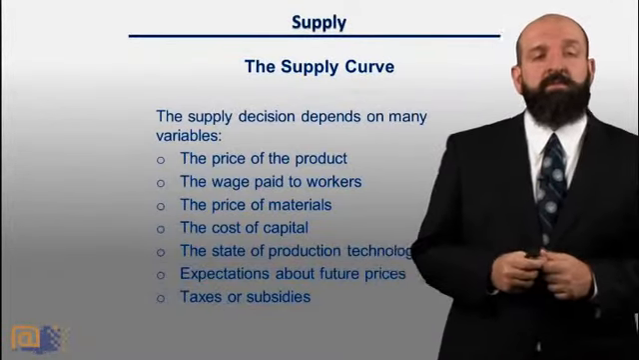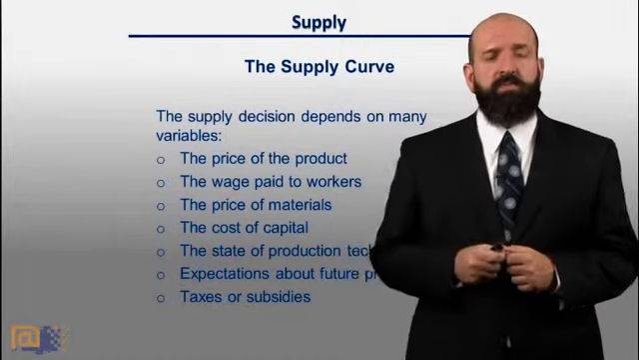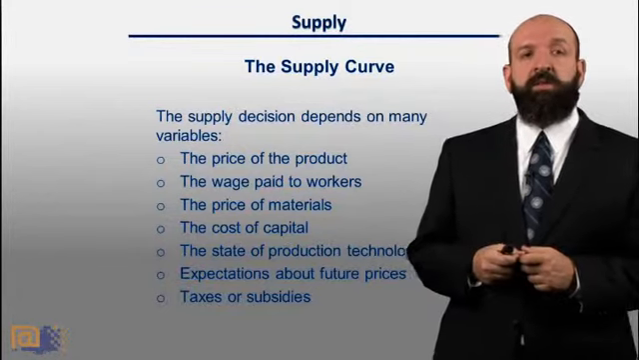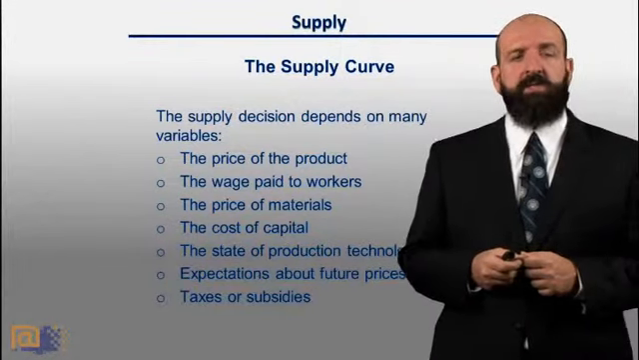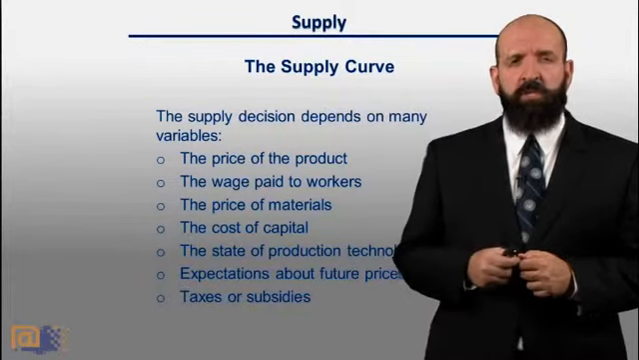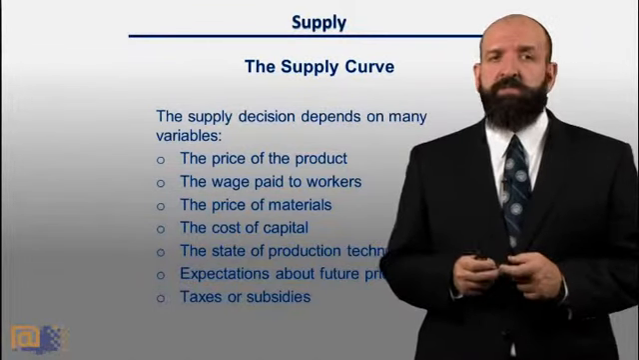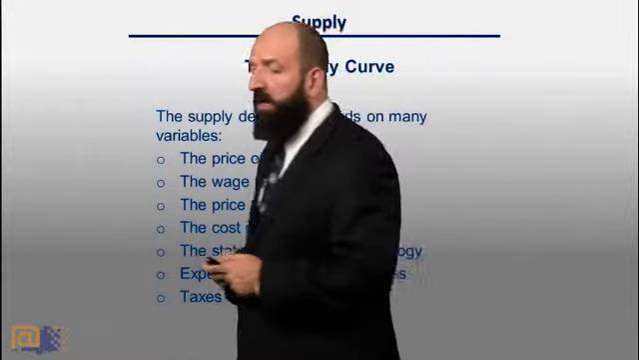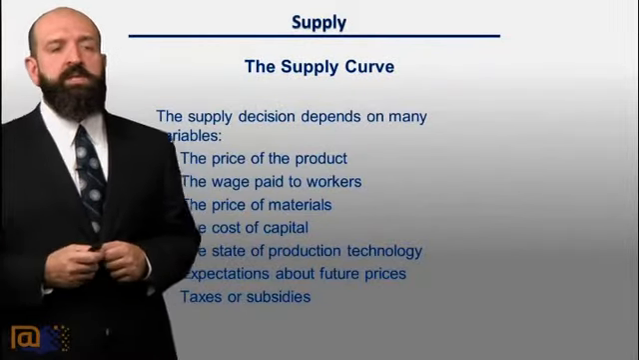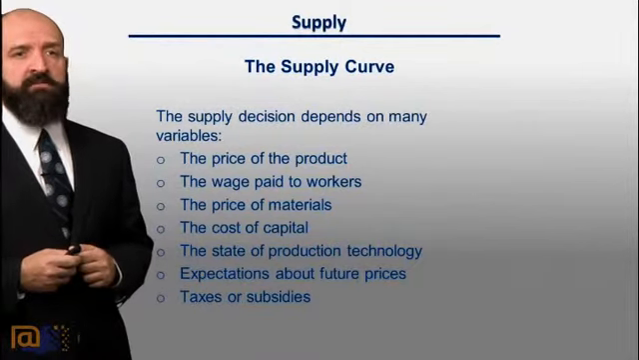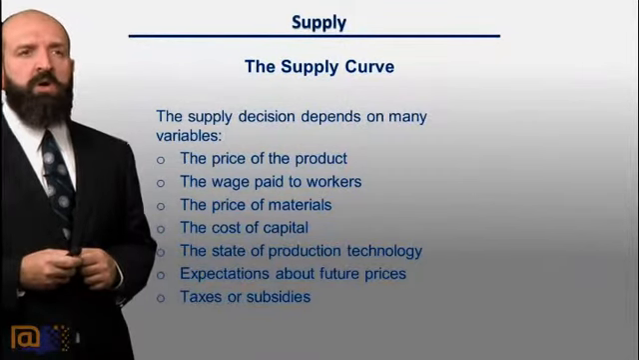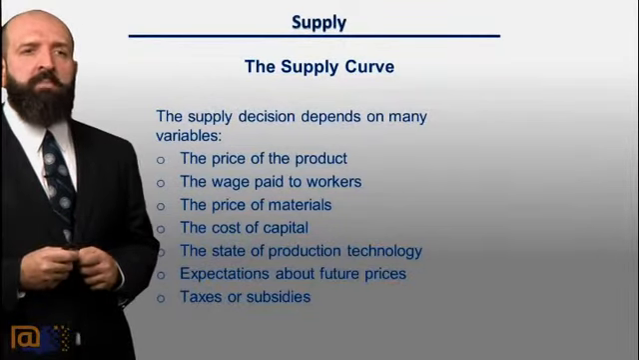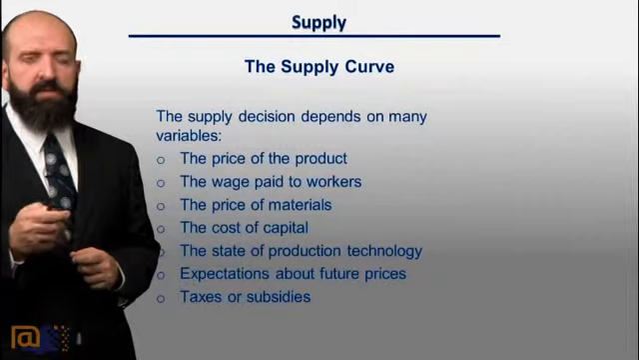The supply curve represents the relationship between the price of the product itself and the quantity supplied. However, there are other variables that affect the supply decision, most notably the wages paid to the workers, the prices of the material, the cost of capital, the state of the production technology, also expectations about future prices, and the actions by the government through taxes or subsidies. All of this will affect the quantity supplied, but the most important component is the price of the product itself.